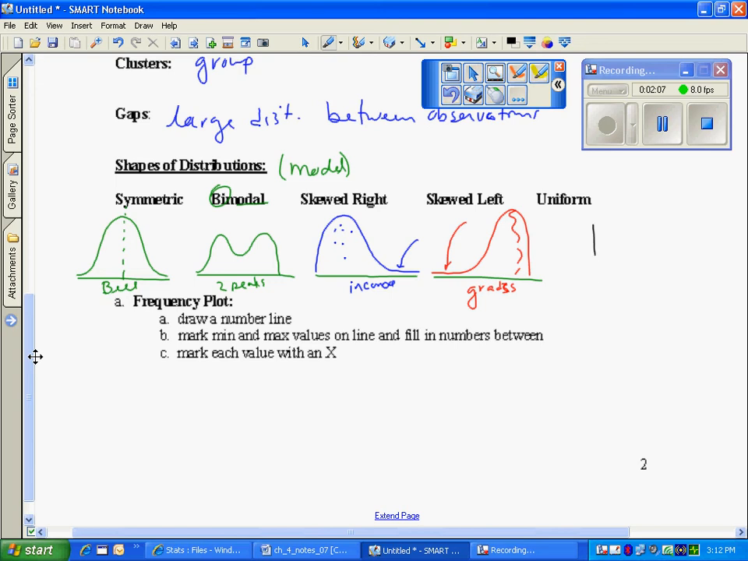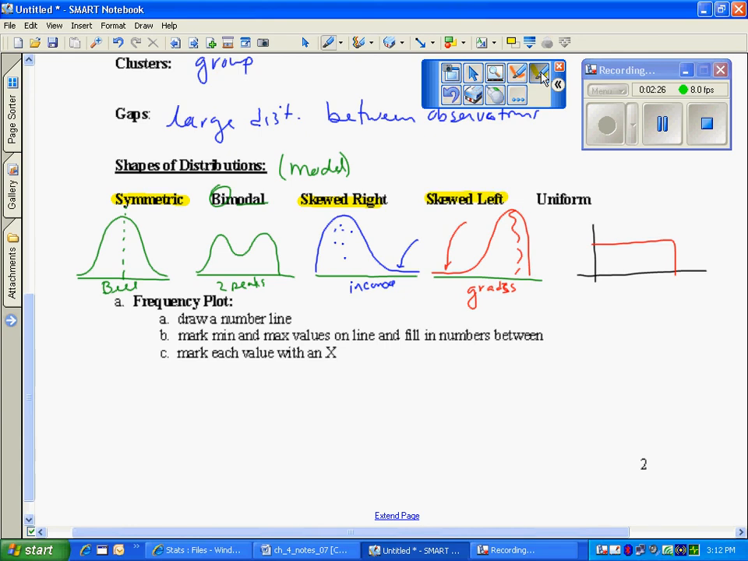Uniform is just that. It's all the same. So it almost looks like a rectangle. So notice this is a continuous line. It's not a choppy line on any one of these. It's continuous. That means I have a person in every one of those. And the models that we're going to be concentrating a lot on would be the symmetric, and we are going to look at skewed right and skewed left.